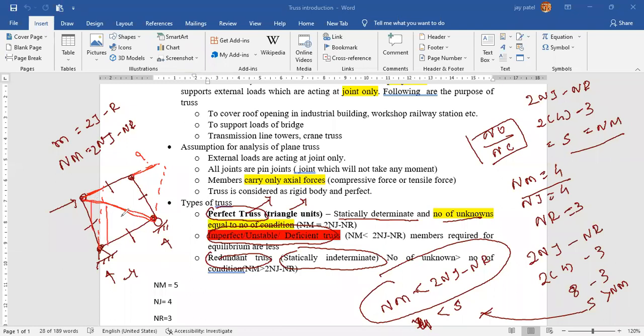Now this is your triangular unit. Yes or no? Every triangular unit is a stable one. I hope I made all of you clear.